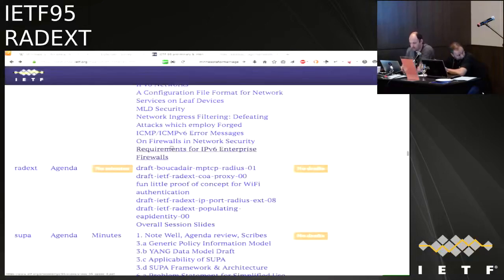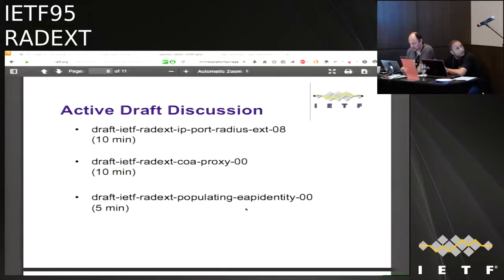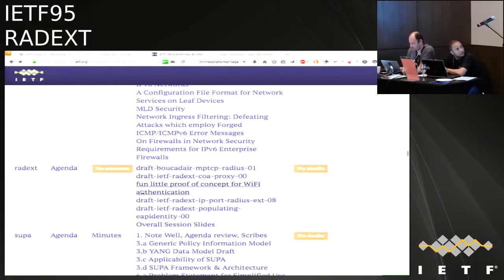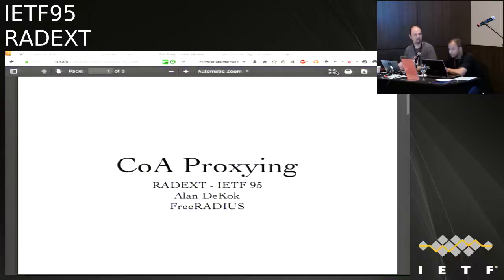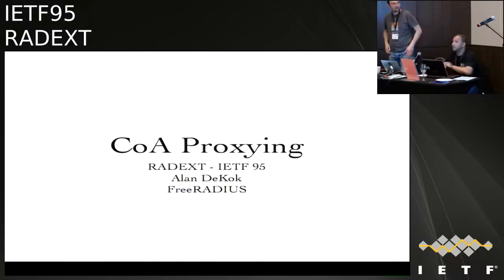then the next discussion would be about CUI proxy, for which we have allocated 10 minutes. And since Ellen is with us, I guess we can just start right away. All right. Excuse me. If we can put the slides up.